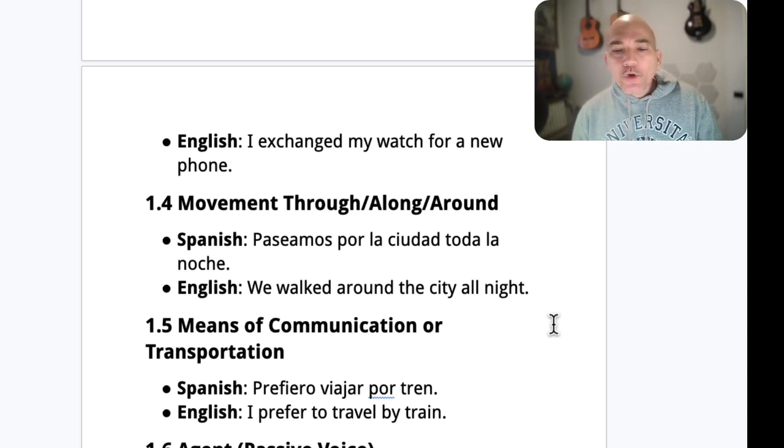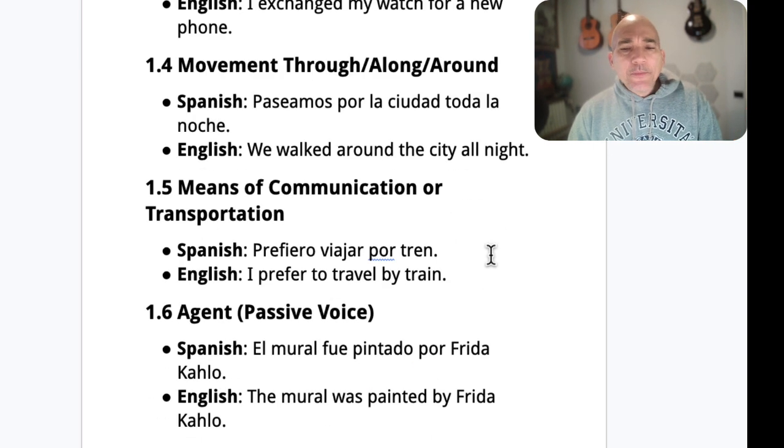So paseamos por la ciudad toda la noche. Estuvimos por la ciudad toda la noche. Estuve paseando por el parque todo el día. These are some examples when you use por in the sense of movement. Means of communication or transportation. Prefiero viajar por tren. Prefiero viajar por avión. So, I prefer to travel by train or by plane.